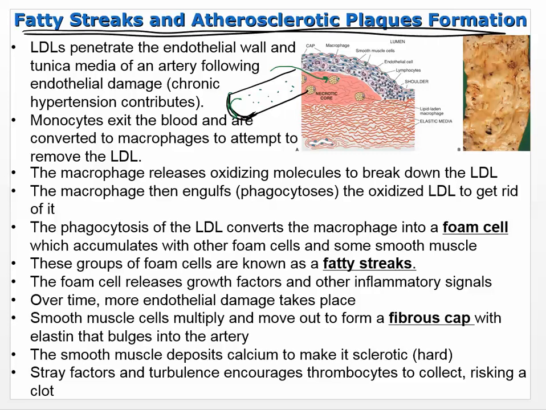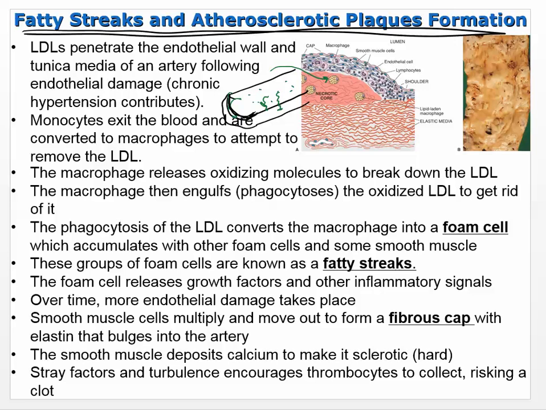We're seeing these LDLs that kind of move down into, so they penetrate the endothelial wall and the tunica media of an artery following some kind of damage. Chronic hypertension can contribute, but so can toxins from cigarette smoke or a number of other things. But some kind of damage must have happened, and these lipoproteins will go down into the inner layers of this vessel. So they penetrate through the endothelial tissue. Well, that's a problem. That's an invader. So your blood vessel will ultimately view that as an invader, and who comes along?